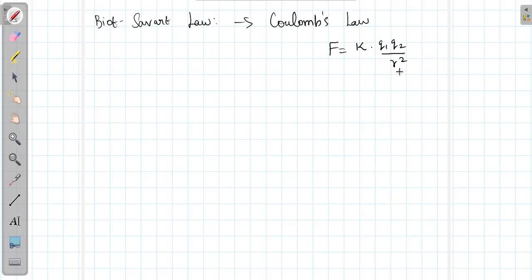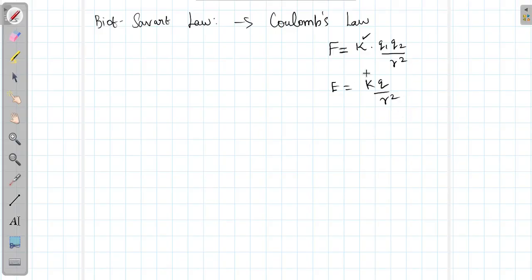It is equal to F equals K Q1 Q2 by R square, where K represents the medium. The force between the charges kept in a particular medium. But in this case, the charge is the source for the force. Otherwise, if you go for the field instead of force, E equals KQ by R square. This is also Coulomb's law.